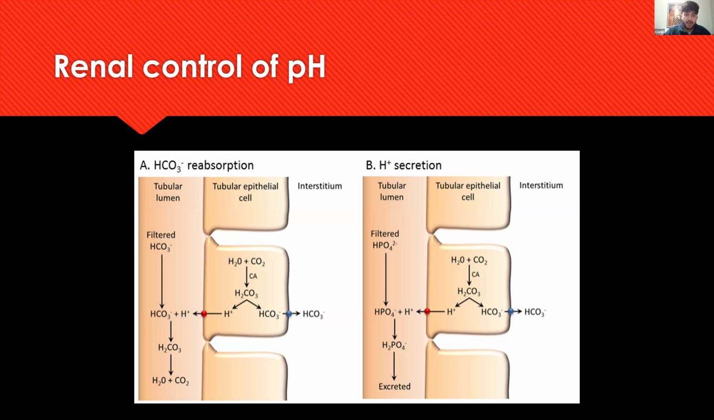Now, in the case of acidosis, the alpha intercalated cells also operate to secrete H+ and regenerate bicarbonate. So in this case, we can see that essentially we're reabsorbing bicarbonate because of the net movement, whereas in this case, we're regenerating bicarbonate and secreting protons. There is also thought to be some contribution from beta intercalated cells, which essentially have an opposite arrangement and secrete bicarbonate, but the extent of this is still up for debate.